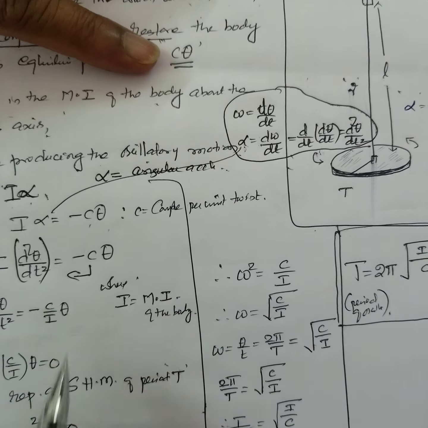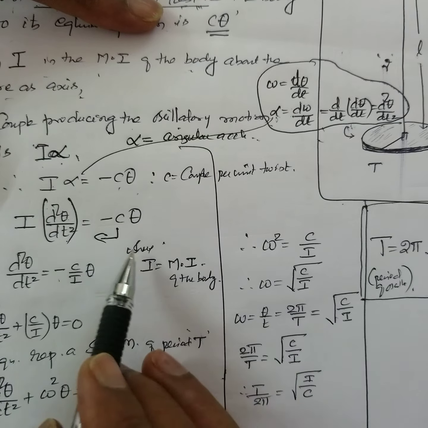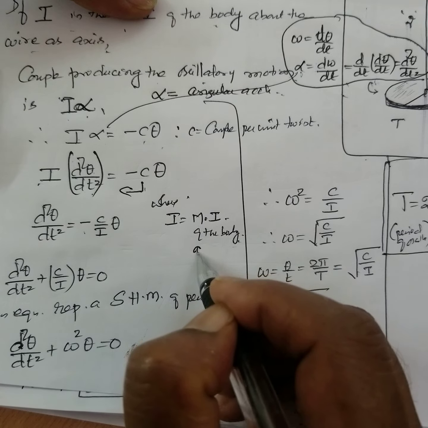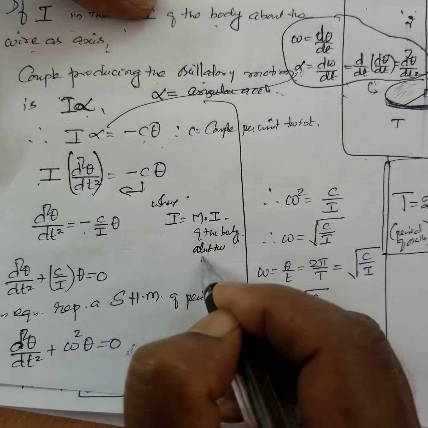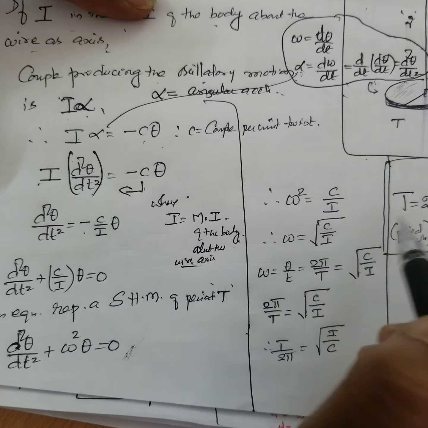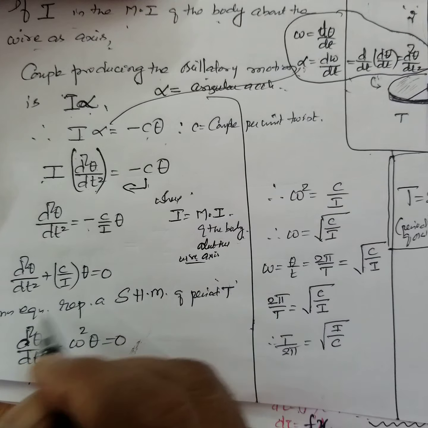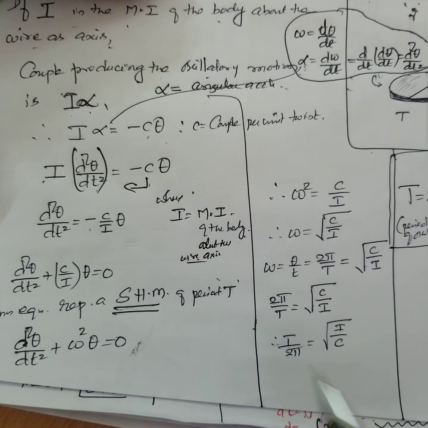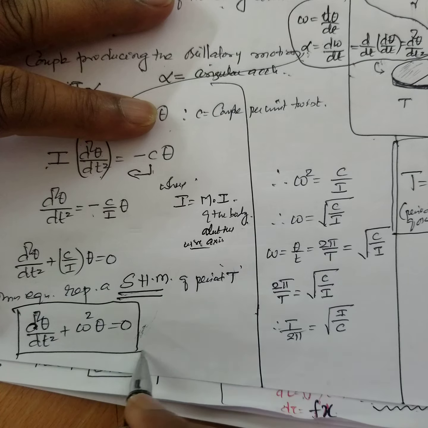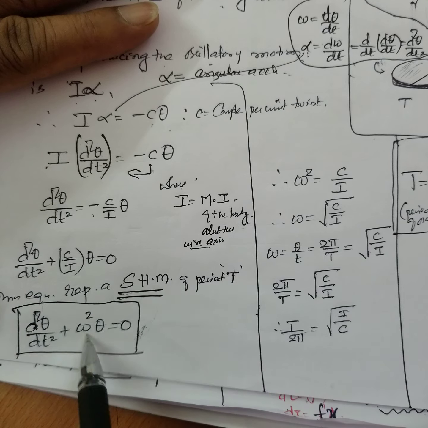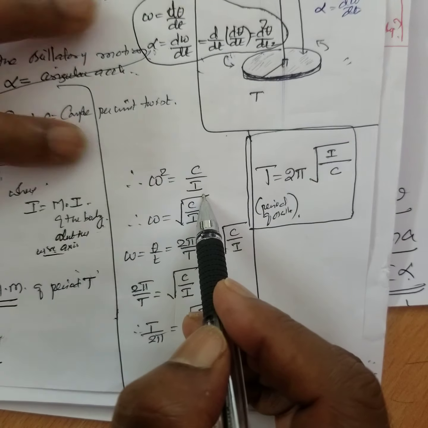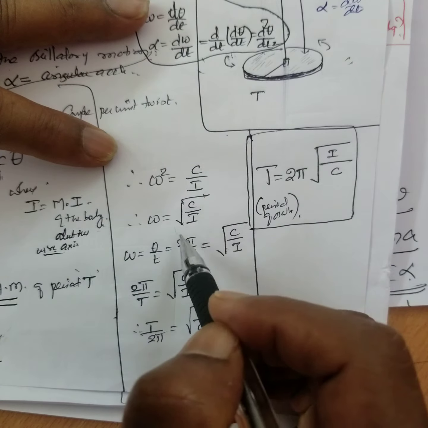You bring this side and divide, and I is the moment of inertia of the body about the wire as the axis. Then this represents a simple harmonic motion of period T. Then what is the equation of simple harmonic motion? Is this one, omega square. But omega square is equal to c by I, taking square root of it, you got it.